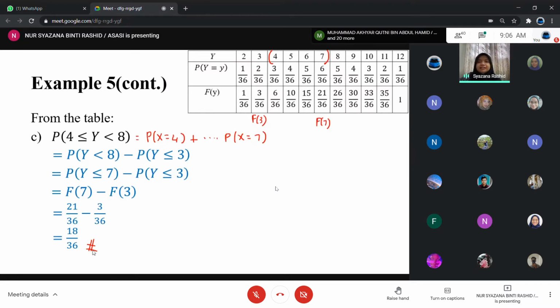Okay, ada soalan? Madam, ya. 18/36 tu tak payah kecilkan ke? Boleh kecilkan. Okay. Boleh kecilkan, boleh tinggalkan dalam bentuk macam ni boleh. Awak boleh tinggalkan begini, boleh kecilkan, boleh tulis dalam decimal. Tak ada masalah.